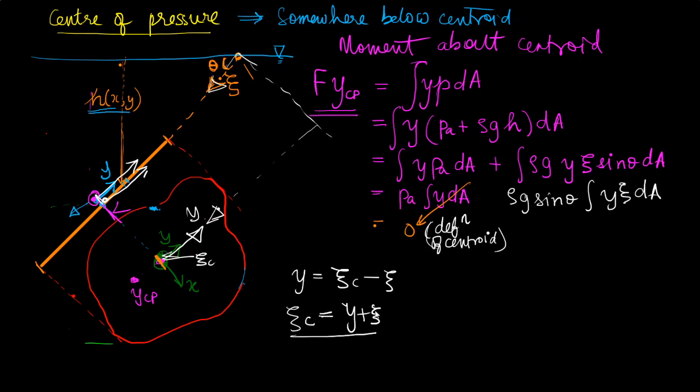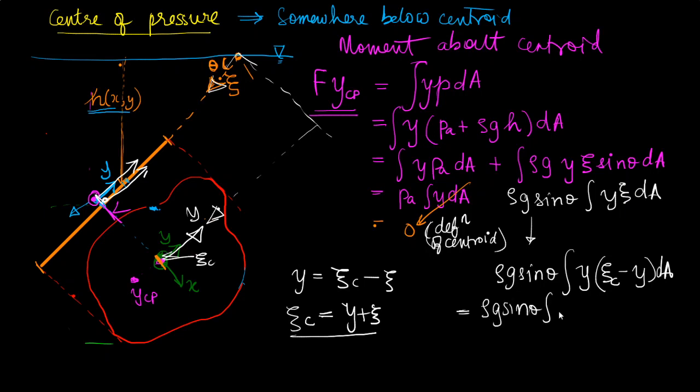Okay. So if you substitute this, we have rho g sin theta integral of y times, so xi in terms of y is xi centroid minus y, times dA, and this becomes rho g sin theta, integral y xi centroid dA minus integral y square dA, and this entire thing is in bracket.